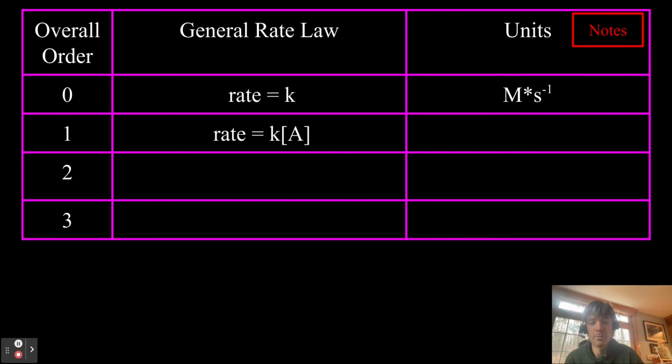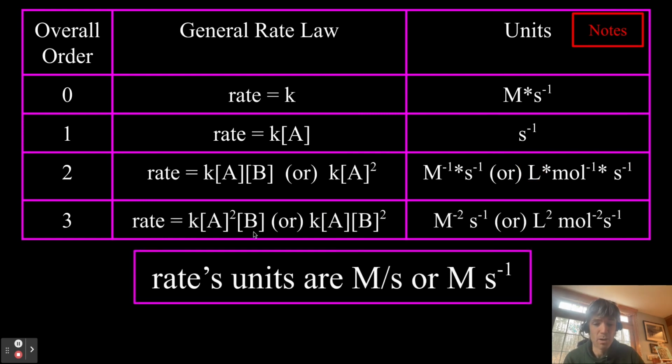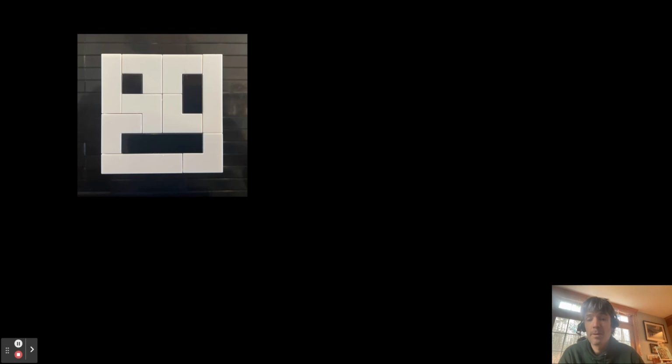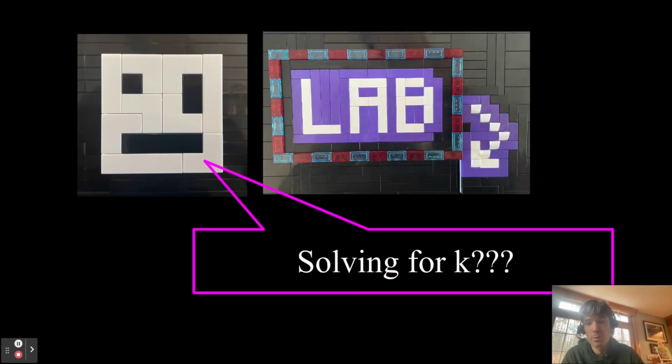And here we go. First order, it's just inverse seconds, and here's second, and here's third. And one thing to consider with this is all of this makes a rate. So you need a concentration change per unit time. Now, how would I solve for K? You're right, I'd have to go to the lab. So we're going to do an example.